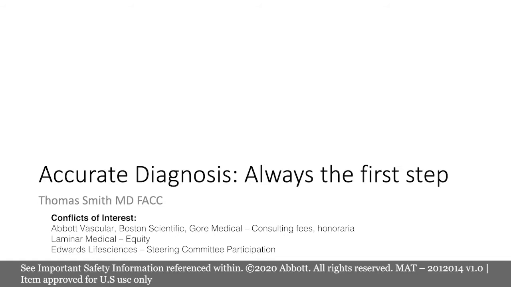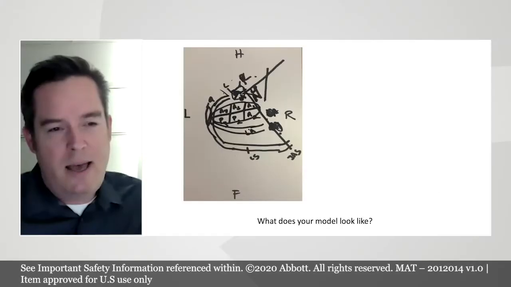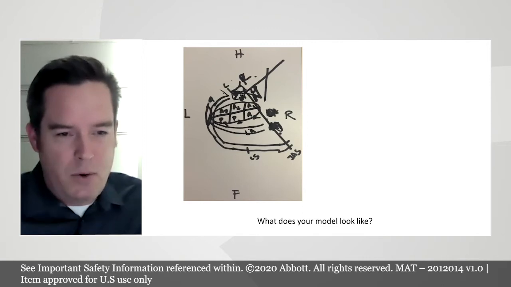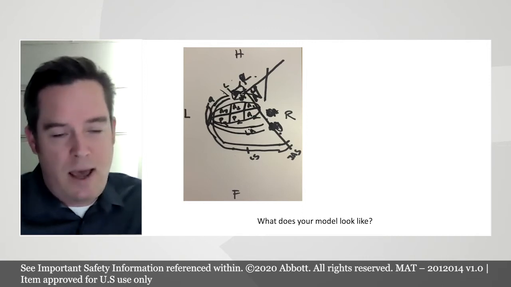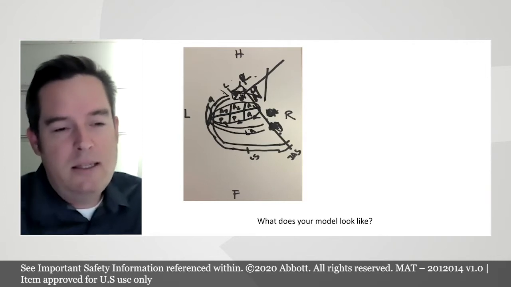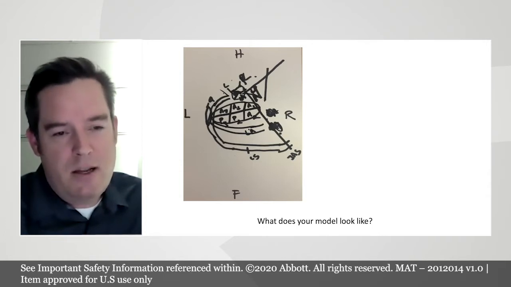So always the first step, accurate diagnosis, and what does that mean? What we really want to be able to do is to understand that unique valve. What does that patient's valve look like? And how are we going to communicate that? And how are we going to approach that valve with the different tools that we have, and with the advent of additional tools to address each specific valve? We really are required to have a definite understanding of that individual's valve.